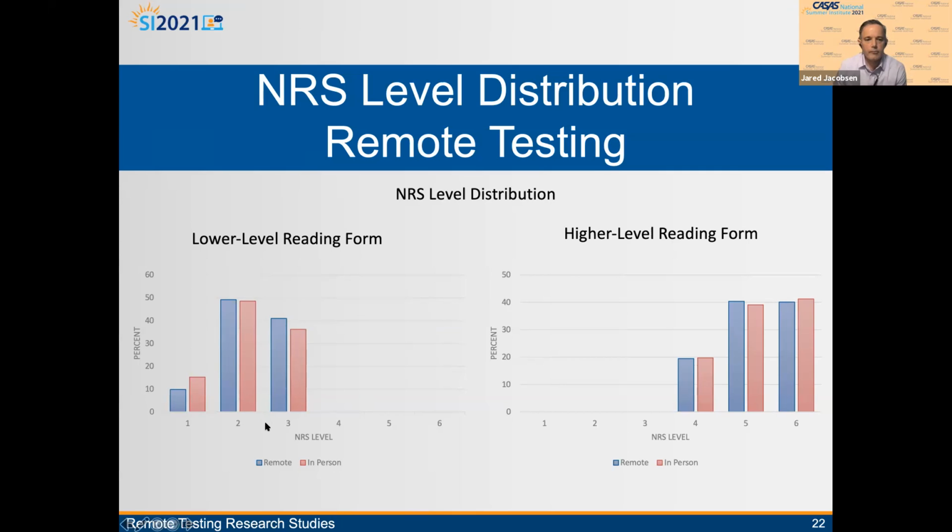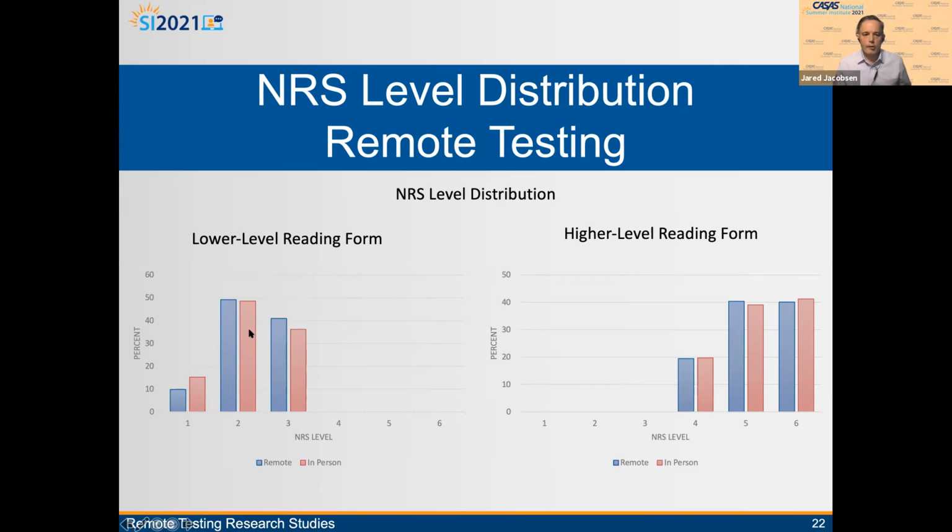So you can see here from these charts, and we're looking at a lower level CASAS reading form and a higher level CASAS reading form, that the remote distribution on the lower level form looks pretty similar to the in-person. We can see here that a slightly higher percentage tested into NRS level 3 on remote actually compared to in-person, and a slightly lower tested into level 1, very similar at level 2.